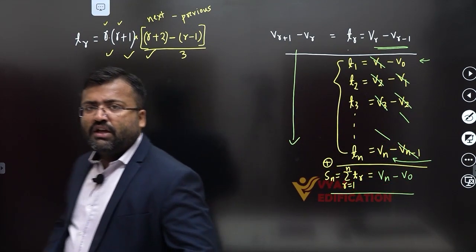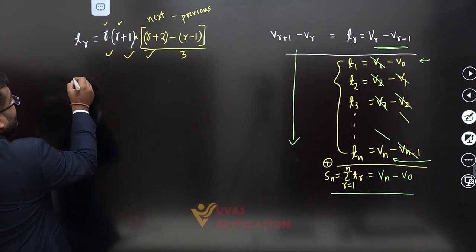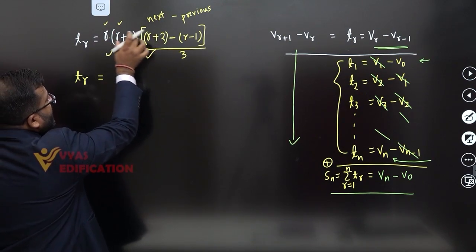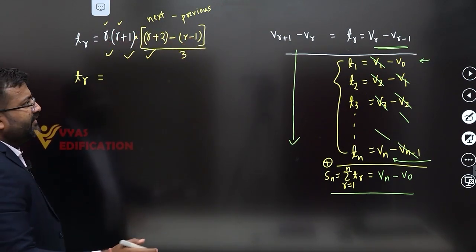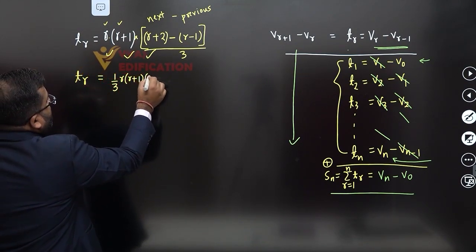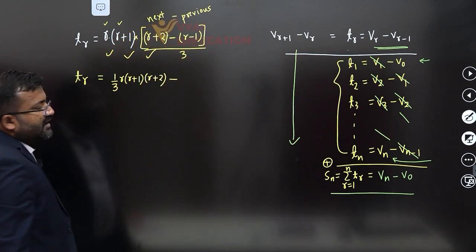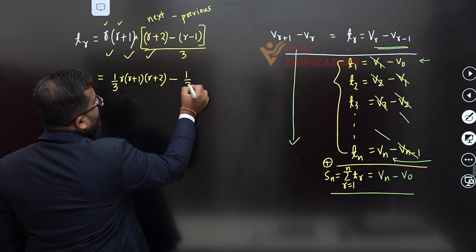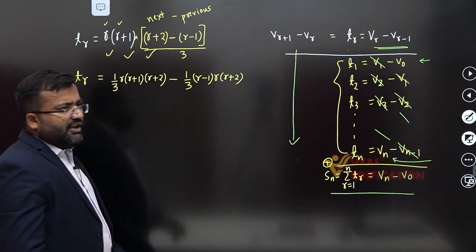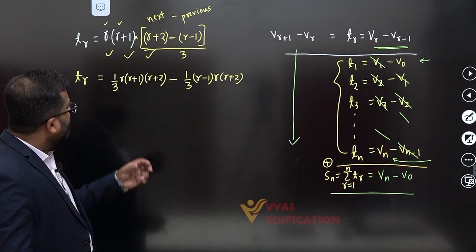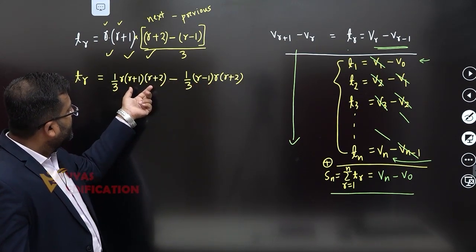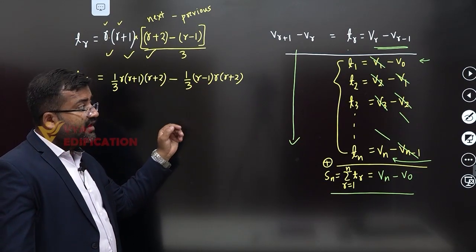So now, do you see that Tr can be written as, this 3 is there with r plus 1 can be multiplied here, r plus 1 can be multiplied over here as well, right? 3 will be present with both. 1 by 3 r plus 1 r plus 2 minus the other term will be 1 by 3 times r minus 1 r plus 2. Do you see the benefit of writing it this way? If you replace r with r plus 1 over here, you get this term, right? Just the next term is present over here.